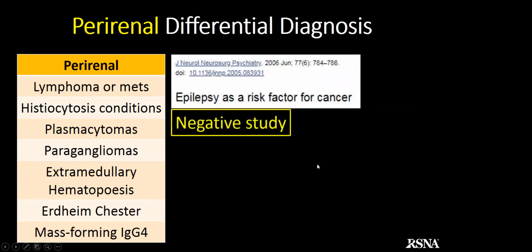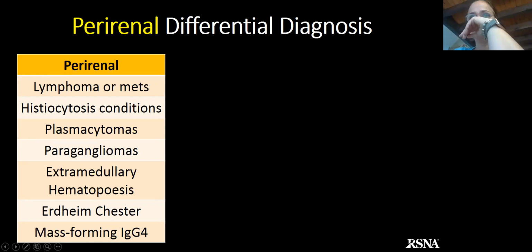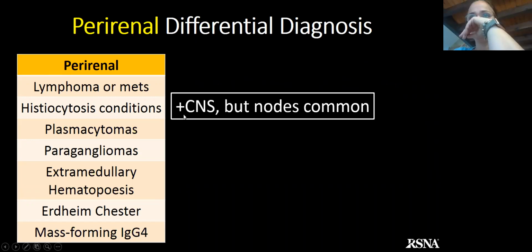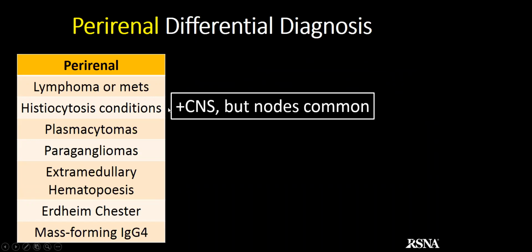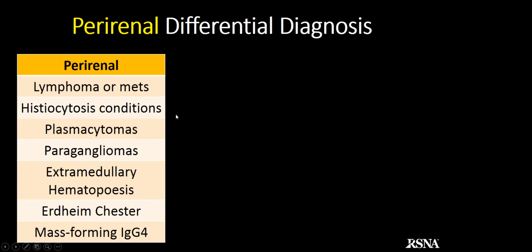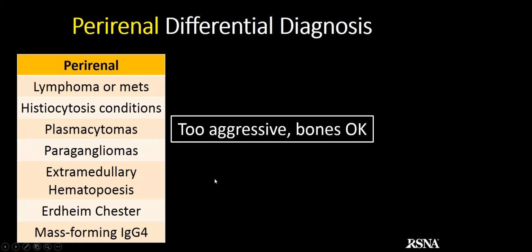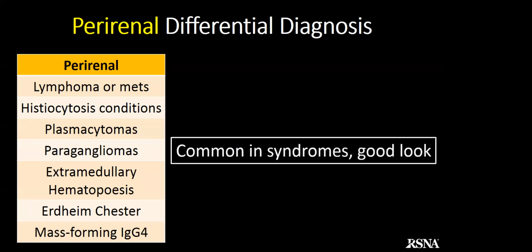This is that question that Victoria brought up. This is a study which looked at epilepsy as a risk factor for cancer, and basically it was a negative study. So I couldn't find a link there. Histiocytosis conditions can have CNS involvement, but nodes are common. I didn't see any nodes in this case. We thought about plasmacytomas, but it seemed like too aggressive for the clinical picture, and the bones look normal.